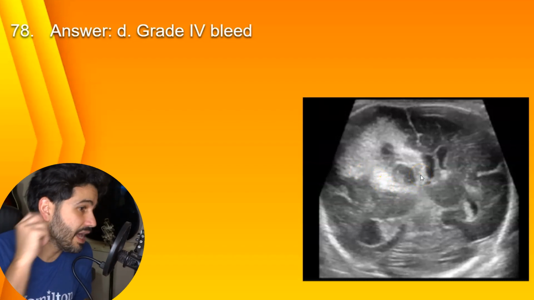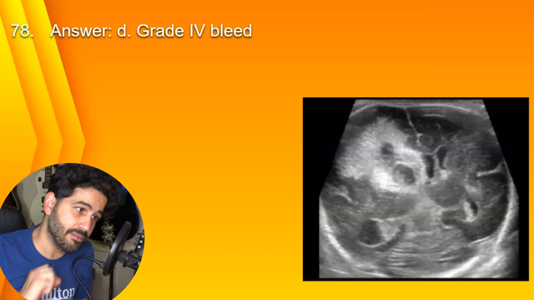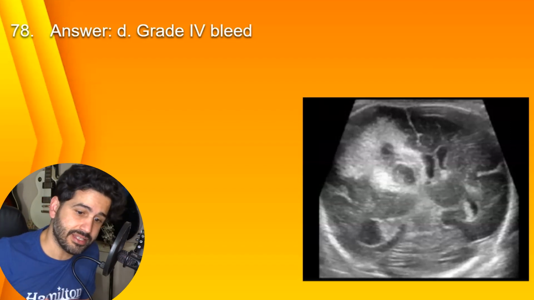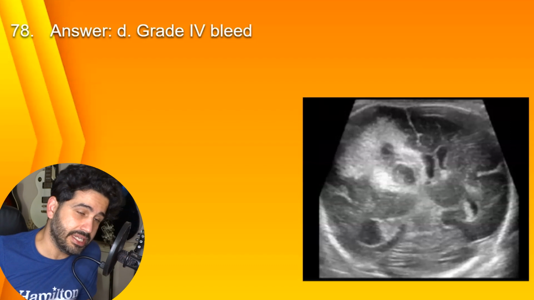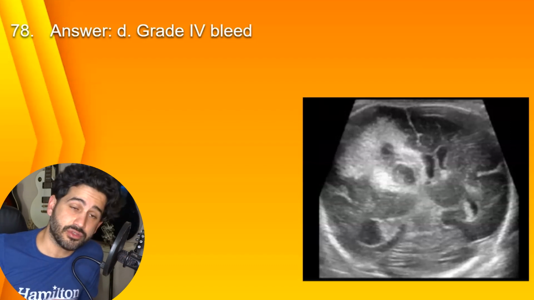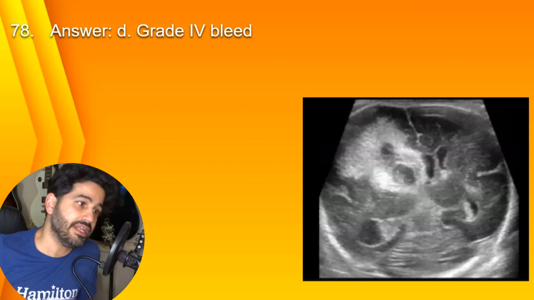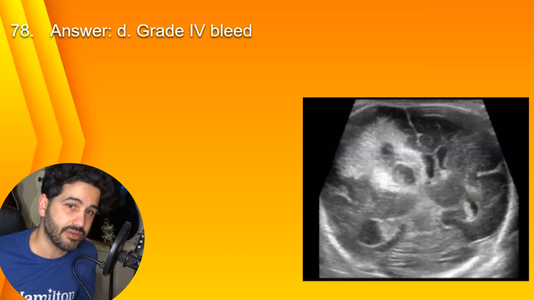So again, as I said before, a grade 1 bleed would be subependymal or limited to the germinal matrix. A grade 2 bleed is when the blood breaks into the ventricle but does not cause hydrocephalus or ventricular enlargement. A grade 3 bleed is when the blood breaks into the ventricle and causes ventricular enlargement. And a grade 4 bleed is intraparenchymal blood, with or without intraventricular blood.